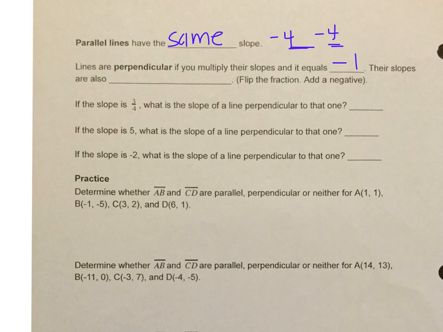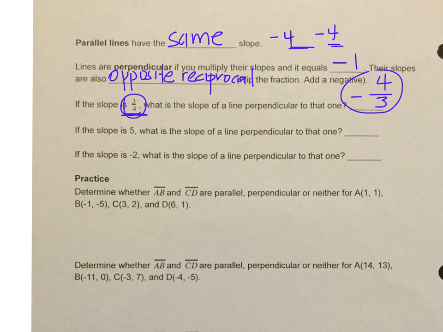Their slopes are also opposite reciprocal. That means if I have a slope of a line that's 3/4, a perpendicular line to that one would be opposite. So that one's positive, so my new line will be negative. And the reciprocal means to flip it. So 4/3. So 3/4 and -4/3 are perpendicular lines. It means they cross perfectly, make a perfect T.